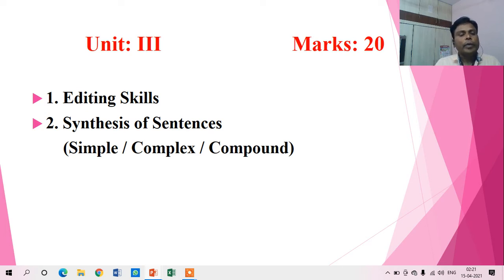Now moving to unit number 3, second part, that is synthesis of sentences. Now this is a part of grammar. As we know very well, transformation of sentences. This is also a sort of transformation of sentences, but here the sentences are simple, complex, and compound. So we will be asked in the examination to make a complex sentence or compound sentence from simple sentences, and vice versa. So this is the second part of our unit number 3, synthesis of sentences.